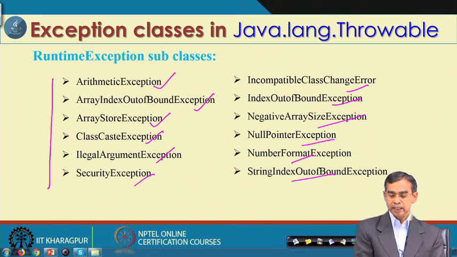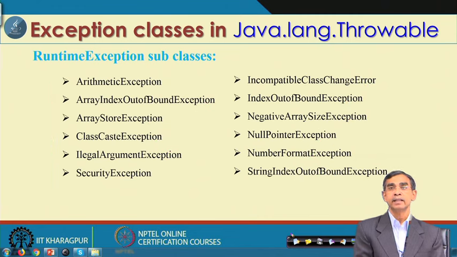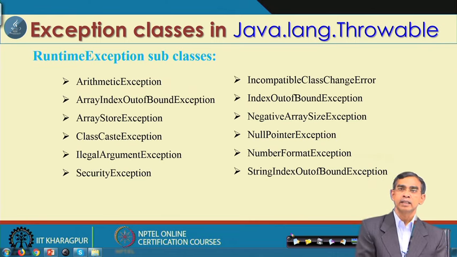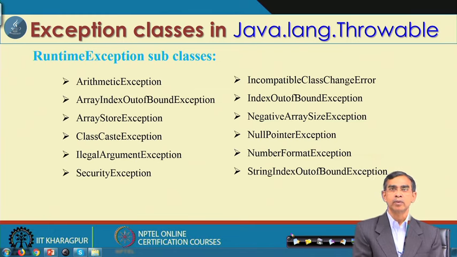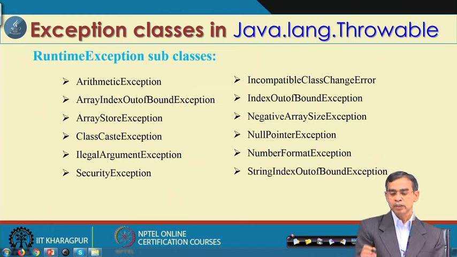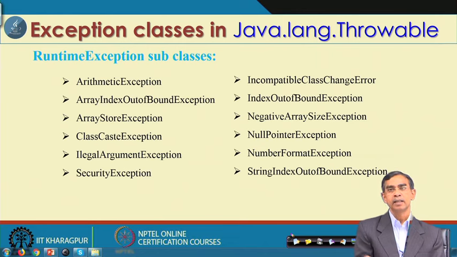Now, these are the different types of exceptions that Java provides automatically. These are built-in exception types, which are already there in the RuntimeException category of the Throwable class. These are the frequently occurring exceptions related to different situations.